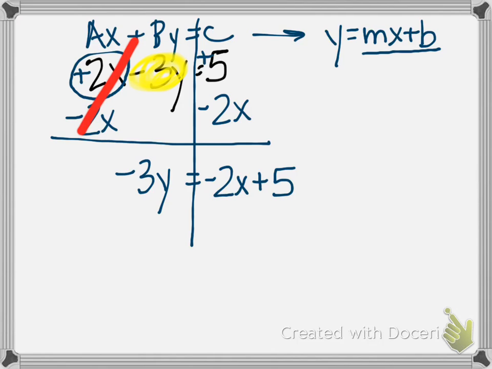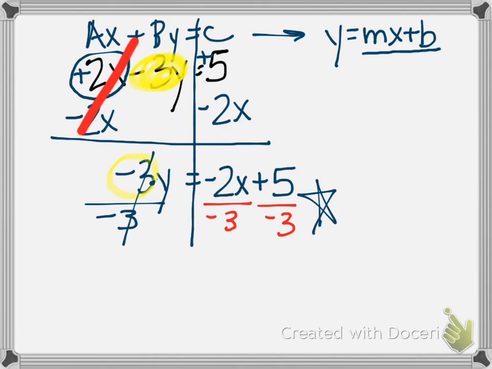Next thing we have to ask ourselves, is y all by itself yet? And that answer is no, because we have a negative 3 in front of it. Now we have to remember that when a number and a variable are squished together, it actually means multiplication. So the inverse of multiplication is division. So I'm going to divide both sides by negative 3. And we need to stop and remember that when I divide anything on both sides of the equation, I must do it to every single term. So just to make sure that you remember, you have to divide this term by negative 3 and this term by negative 3.